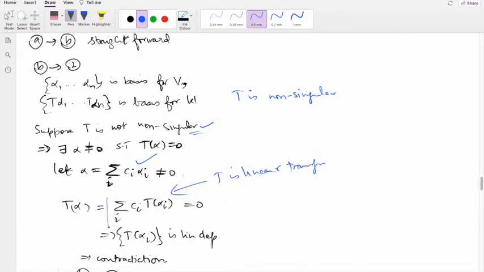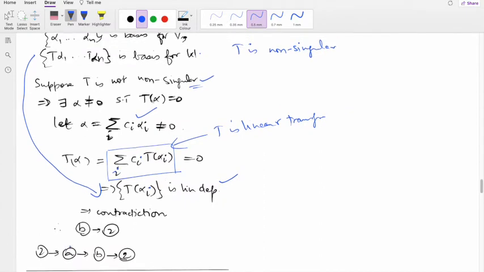So what are we saying? We're saying that I have found a set of scalars c_i such that the linear combination of the vectors T alpha_i is zero, which is not possible, right? Because this would imply that the vectors obtained by applying the transformation T on each of these alphas are linearly dependent. And this cannot happen because we know that this set is a basis for W. So this is a contradiction, and hence what we assumed, that T is not non-singular, is not true, and therefore we can say that 2 is true. So now we have proved that 2 implies A, A implies B, and B implies 2.